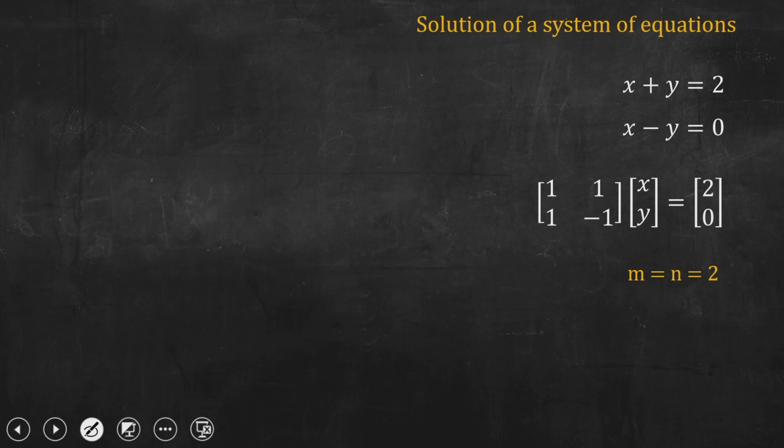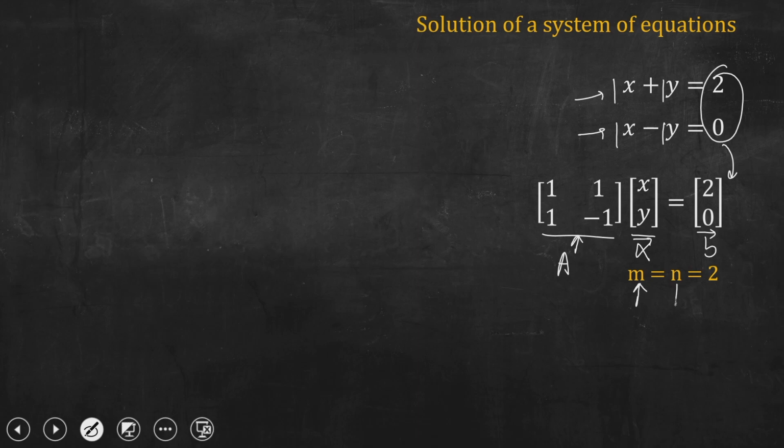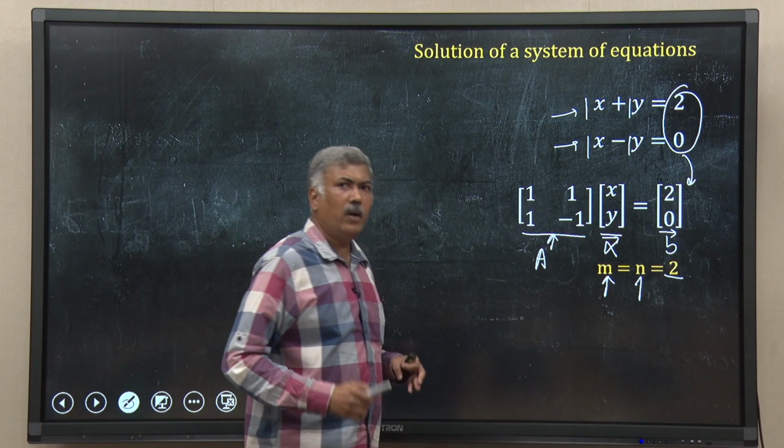x plus y is equal to 2, x minus y equal to 0. I can represent it as a coefficient matrix, in linear algebra terms. I have 1 here, 1 here, 1 here, 1 here. So, this is my A, which will be [1, 1; 1, -1], and this is my x vector, and this is my b vector, 2 and 0. The number of equations is m, the number of variables is 2. How will you solve it?